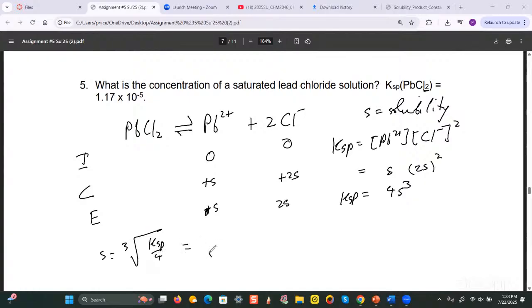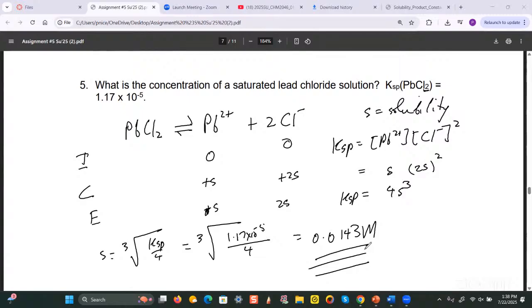So this would be the cube root of Ksp, which is 1.17 times 10 to the minus 5, divided by 4. And then we find the cube root of that. Oh, wait a minute, I forgot to divide by 4 first: 1.17 times 10 to the minus 5 divided by 4, and then do the cube root. According to my calculations, this works out to be 0.0143 M. And that's how that is done.